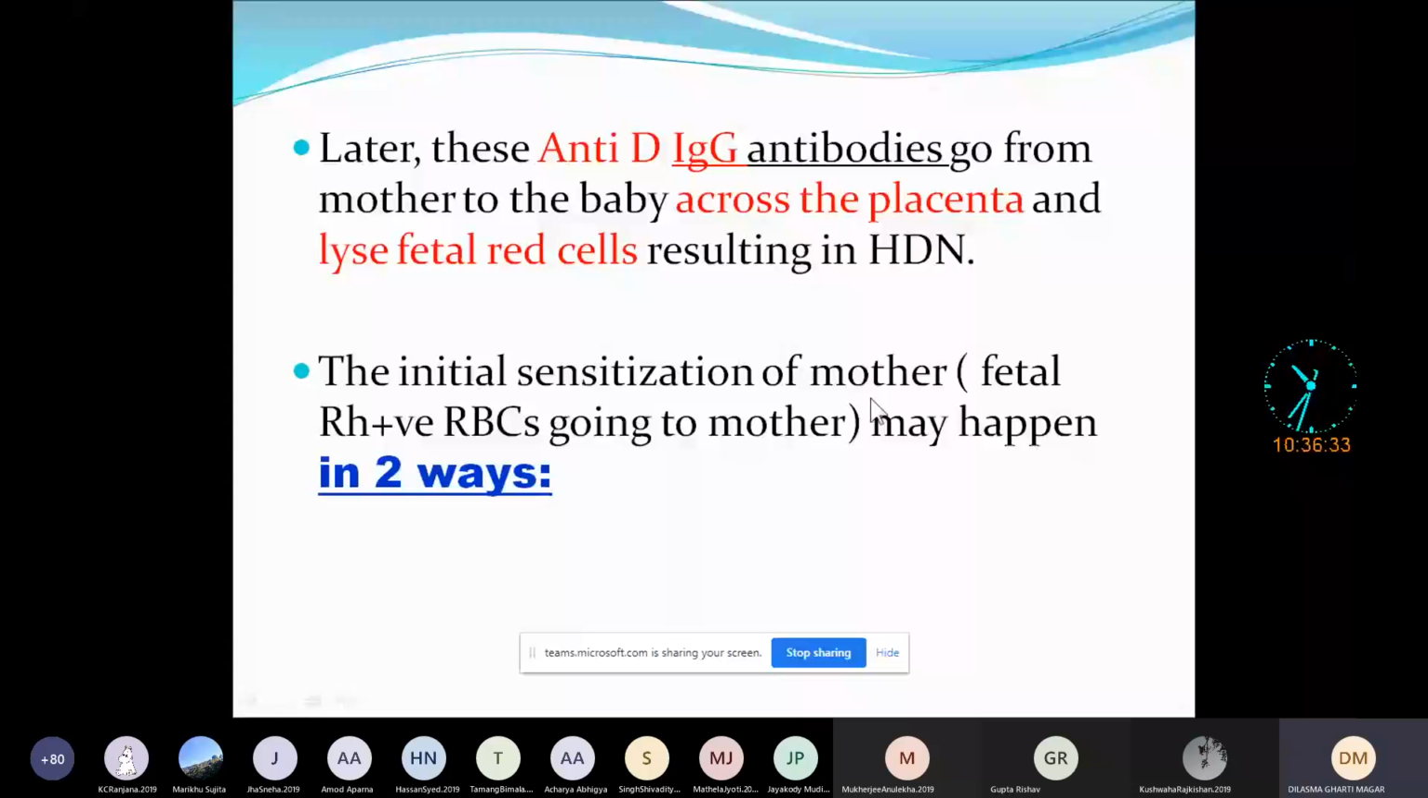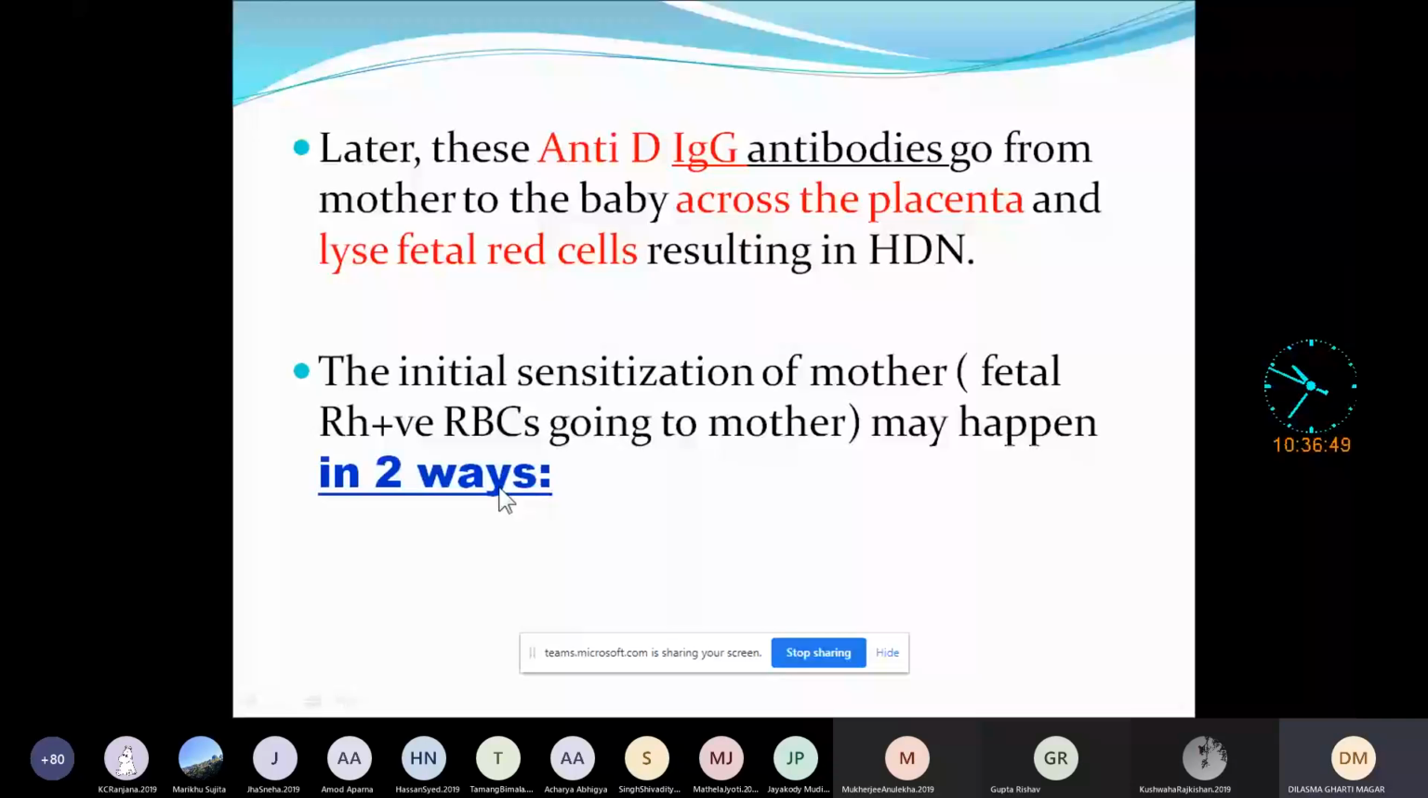Understood here? So the initial sensitization of the mother means how it is sensitized. It occurs in two ways, like the fetal RBC going to the mother. It may happen in two ways. Understood here? So how it is sensitized, I'll tell you.